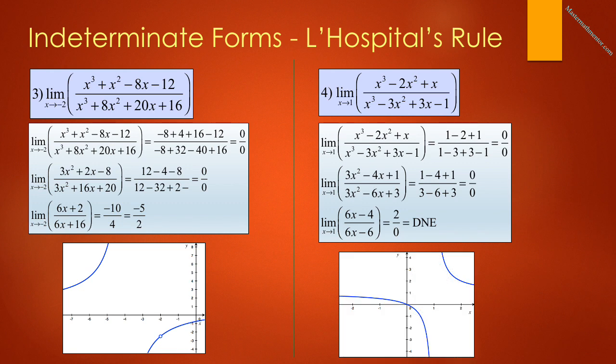Our graphic confirmation shows that indeed this graph has a vertical asymptote at x equal to 1, and therefore the limit as x approaches 1 of this expression does not exist.